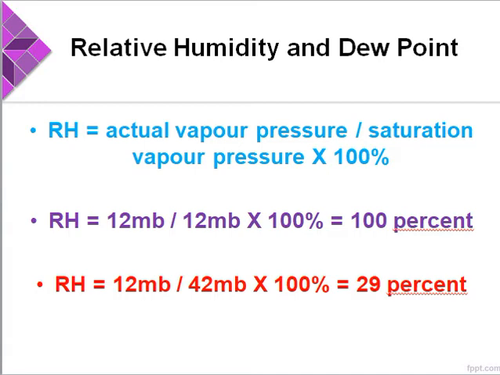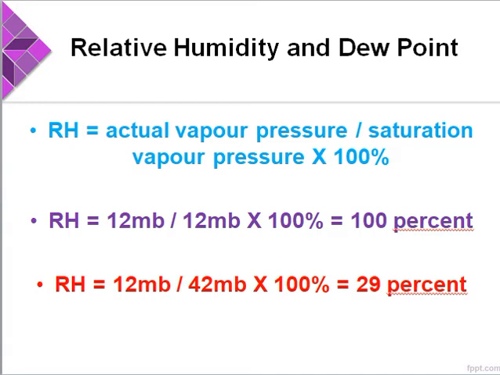Relative humidity and dew point. Suppose it is early morning and the outside air is saturated. Okay? The air temperature is 10 degrees Celsius and the relative humidity is 100%. We know from the previous slides that relative humidity can be expressed as RH equals actual vapor pressure divided by saturation vapor pressure times 100%.